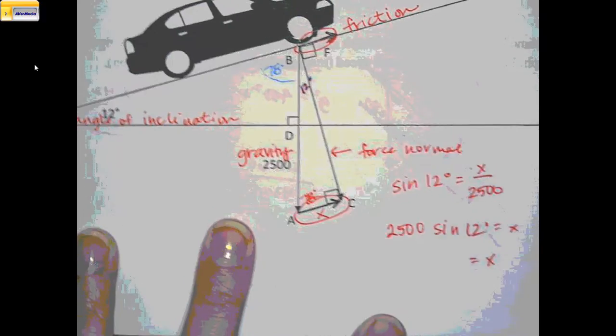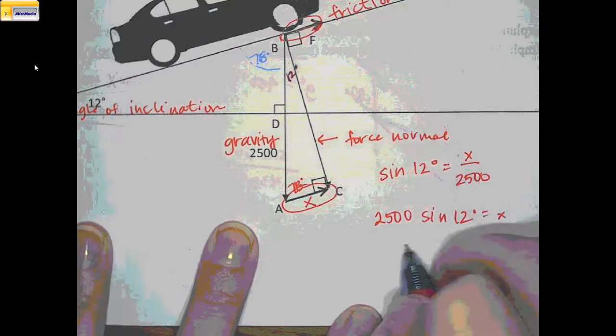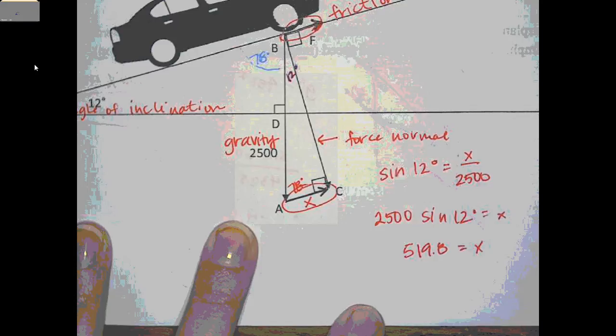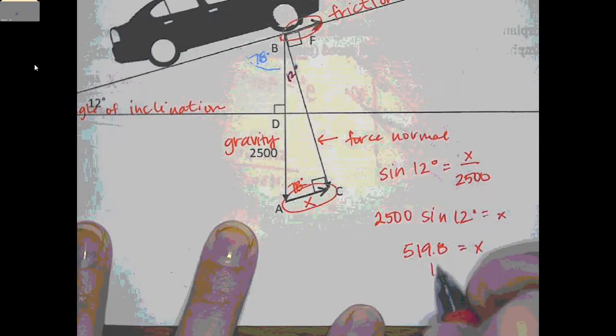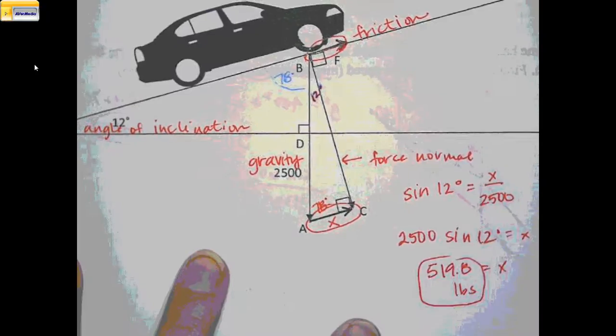Tell me what you get when you get it. 519.8? What's our label? Pounds. Nice job. So these incline problems end up being kind of all the same.